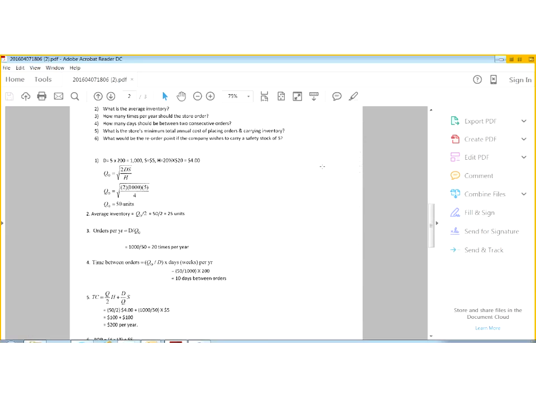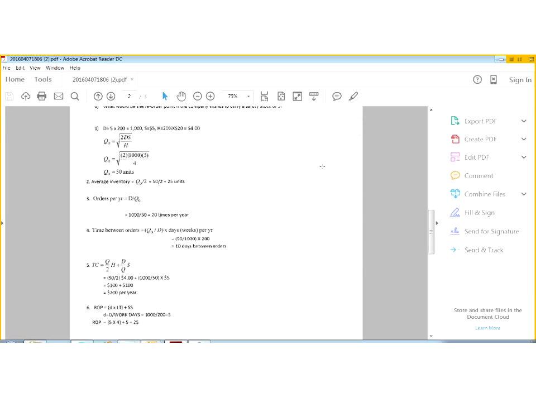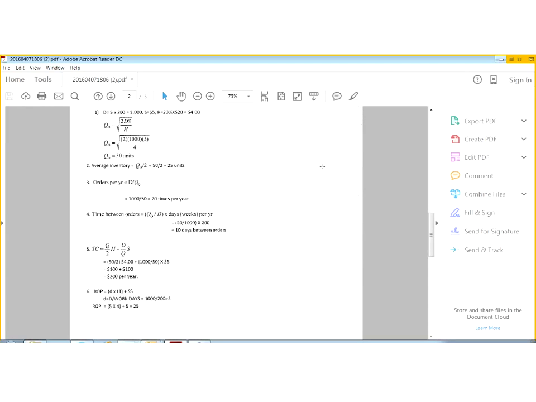Now in this problem, we stated that we worked 200 work days, and so the answer to question number 4 is 10 days would elapse between orders. And then finally we have the total cost formula.